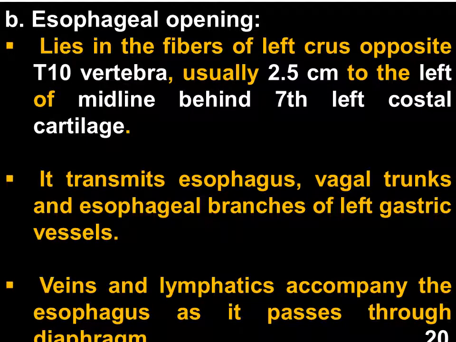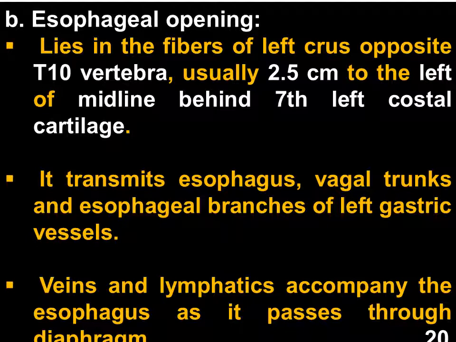هسه الاسوفيجيال opening هذه قلنا T10، حوالي 2.5 سنتيمتر من الميد لاين to the left of midline. هذيك بالرايت سايد، هذه بالليفت سايد بالعكس، وتبعد حوالي 2.5 سنتيمتر behind the 7th left costal cartilage، behind the left seventh costal cartilage.